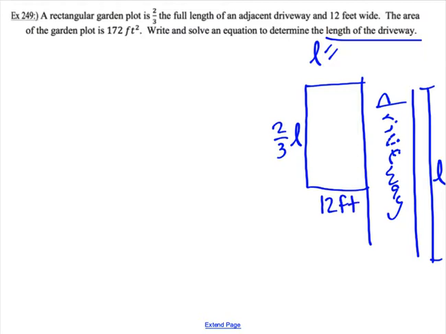The area of the garden plot is 172 square feet, so I'm going to go ahead and write that into my picture. And that's all the information from the problem. We're going to have to go with that and see if we can figure things out here. So first, the setup. Since we're dealing with the area of the garden plot, remember that the area of a rectangle is length times width. Maybe I shouldn't use L because I used L here. Let's say base times height.